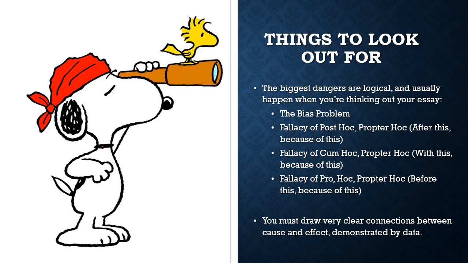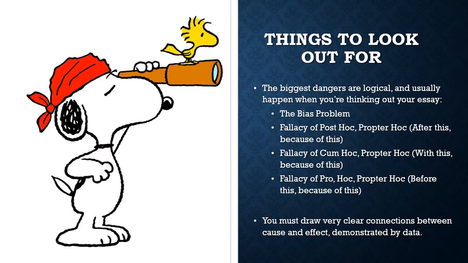This is a fallacy that, from the Latin translated, means with this, because of this. So this sees two things happening at the same time. One thing is going up, the other thing is going down. One thing is beginning, the other thing is ending. Whatever it is, it sees this correlation between the two sides, and it makes the assumption that if they're happening at the same time, they must be connected. And that's certainly not the case.